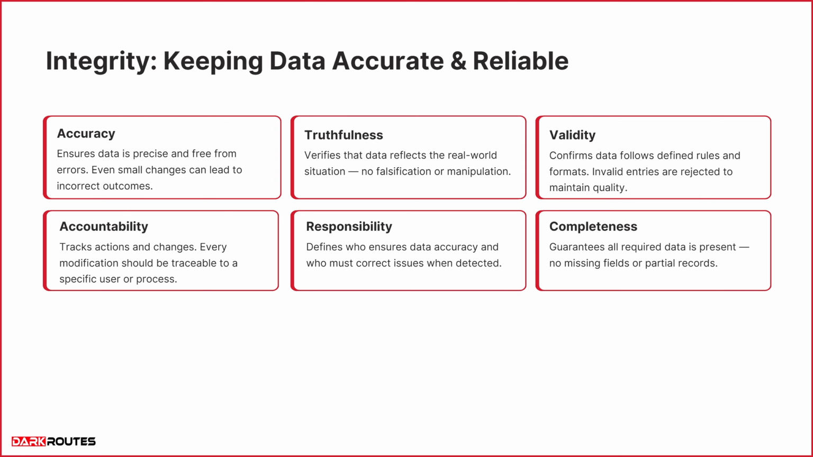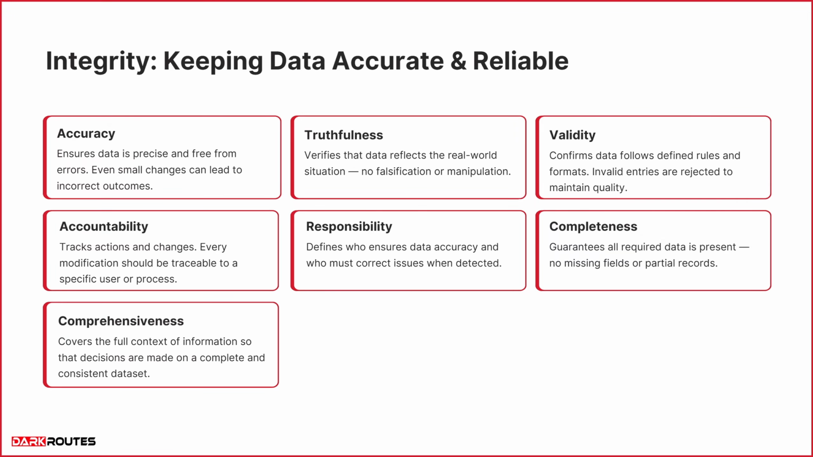Next, we have completeness. Completeness ensures that no critical data is missing. For example, a sales record without the payment details is incomplete, even if the rest looks fine. And comprehensiveness, on the other hand, goes one step further. It ensures data provides the full picture, not fragments. In a cybersecurity investigation, for example, having logs from one server isn't enough.